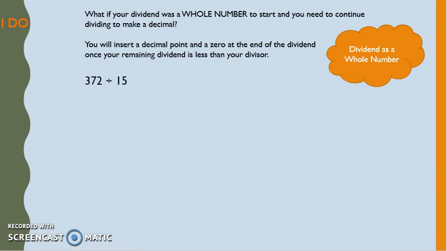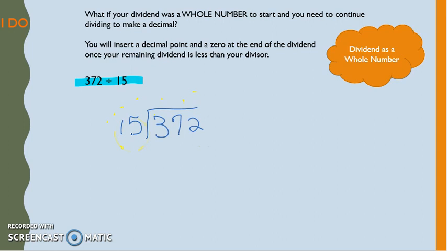Next, let's look at another I do. This time our dividend is a whole number. In the last problem, it was a decimal. So for this problem, we are going to write zeros in the dividend until we have a decimal that has no numbers remaining in the dividend. So let's go ahead and write our problem out. We have 372 divided by 15.